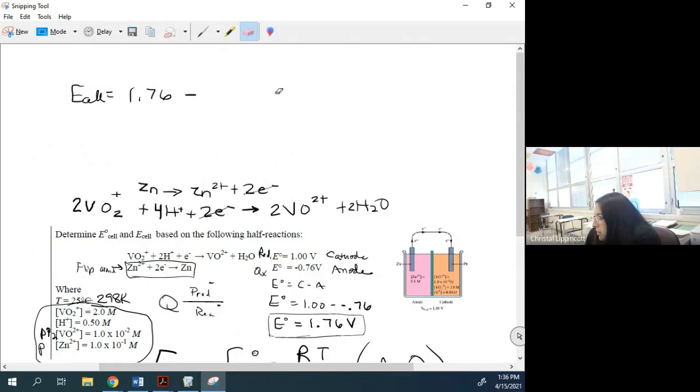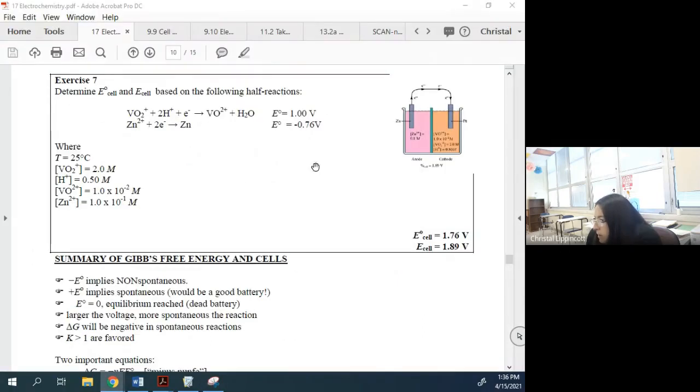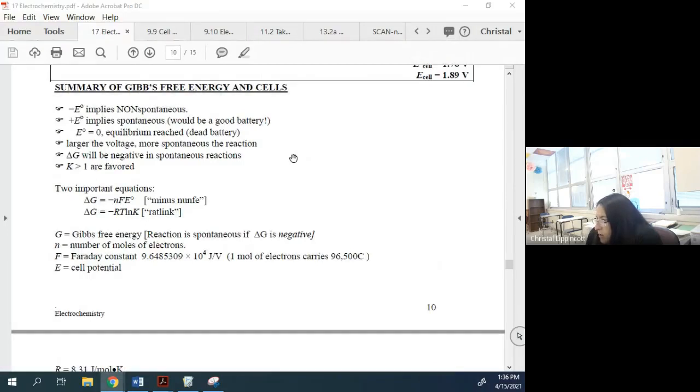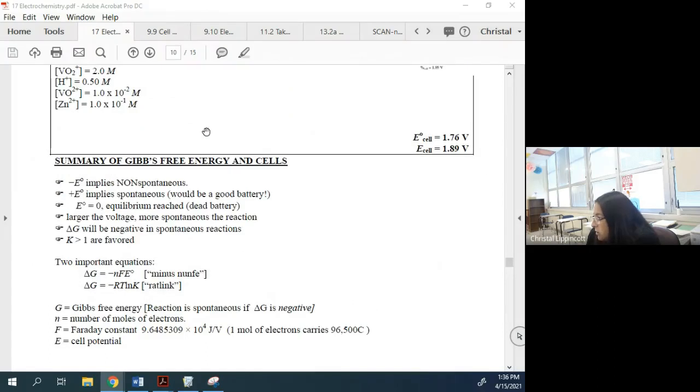All right. Moving on. You ready to move on? Yes. All right, so that takes care of that. Now, here is something that is important about this. If your E cell comes out to a negative value here, then it's not spontaneous. No, I keep getting a negative. We'll have to sit and play with your calculator, okay?